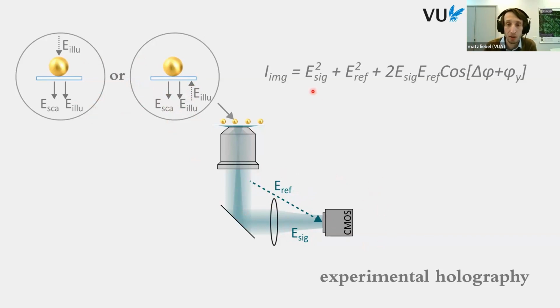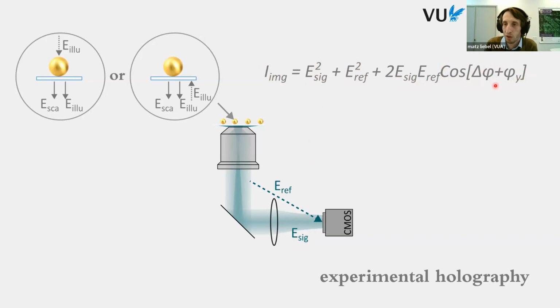So mathematically, you can think about it as shown here. You'll record, of course, an intensity, your image, and this image will be composed of the square of the signal field, the square of the reference field, and an interference term between the signal and the reference, where ultimately you have a cosine in here, which gives you your phase.